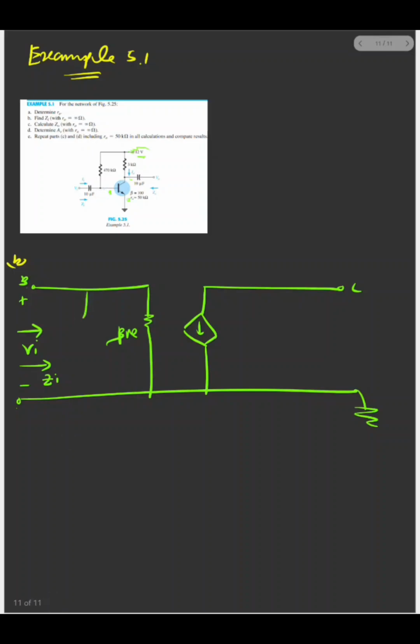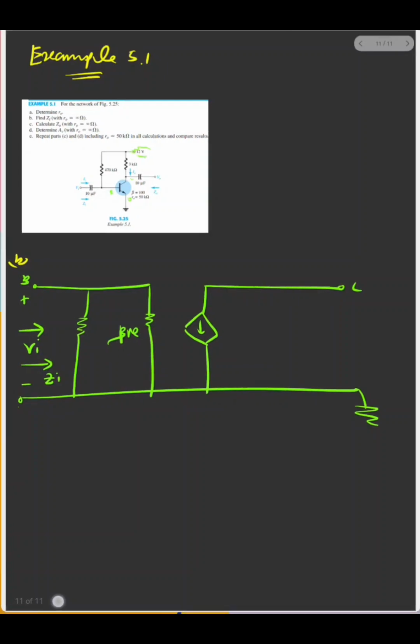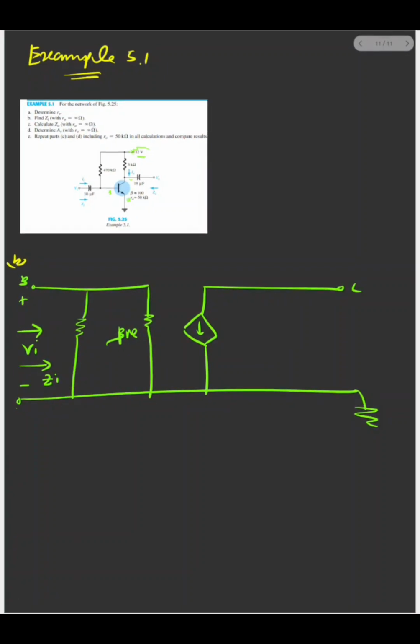So between this base and the ground there is a 470 kilo ohm resistor, and you can see between this collector and ground there is a 3 kilo ohm resistor. So in the AC analysis circuit, this is C and this is ground. Between C and E there is a 3 kilo ohm resistor.